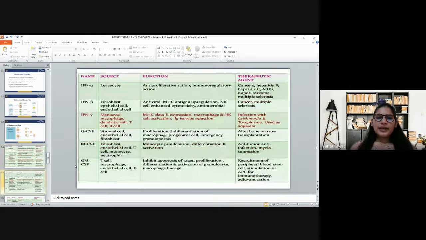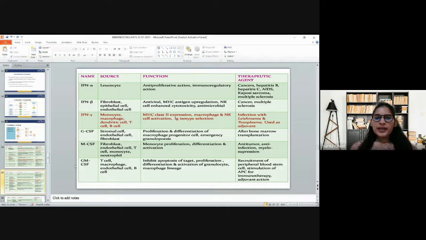Now the next we have IFN alpha. The source are leukocytes. The functions include anti-proliferative action and immunoregulatory action. Then the therapeutic agent include cancer, hepatitis B, hepatitis C, AIDS, Kaposi sarcoma, and multiple sclerosis.